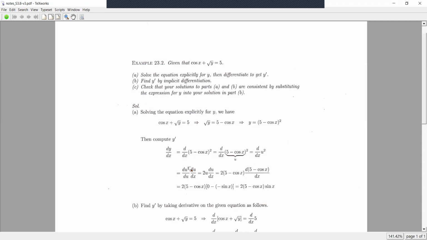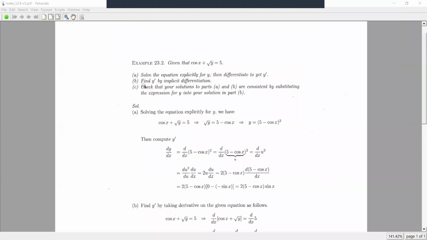Derivative of u squared with respect to u is 2u. Now remove u. Plug 5 minus cosine in for u. Then we have this equation. Now take the derivative of 5 minus cosine. Derivative of 5 is 0. Derivative of cosine is negative sine. Simplify this expression, then this is the result of the derivative of function y.